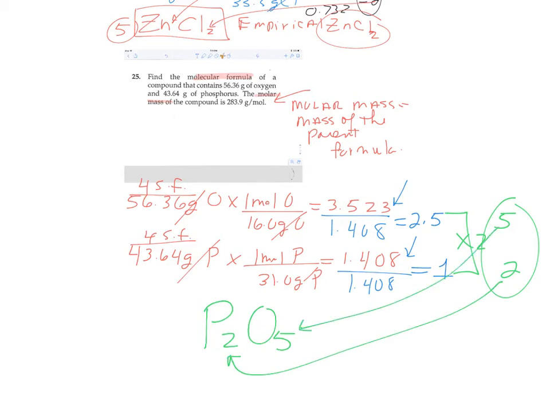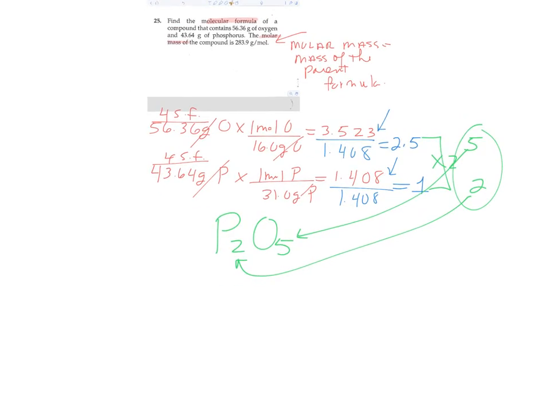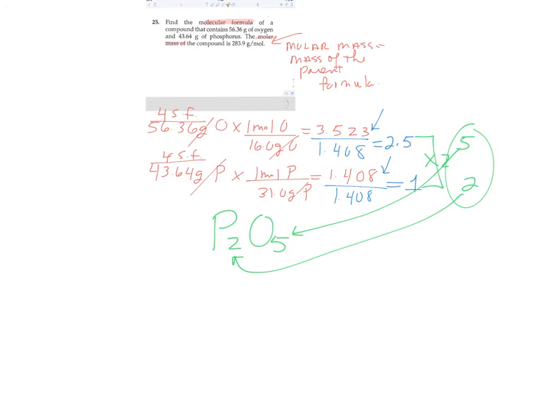The reason I wrote it that way, even though in the problem they gave us the O first, is because we want to try to write formulas from left to right, from least electronegative to most electronegative. And if you can't remember that, just remember that the periodic table is read from left to right, and phosphorus is further to the left than oxygen. If you had written O5P2, that wouldn't be the worst thing in the world. I would have accepted that as an answer as well. But let's try to do everything as correctly as we can.